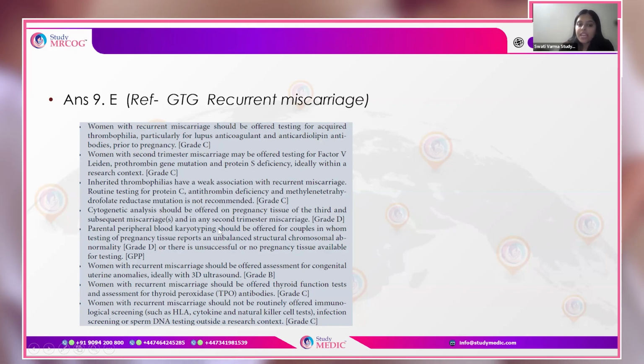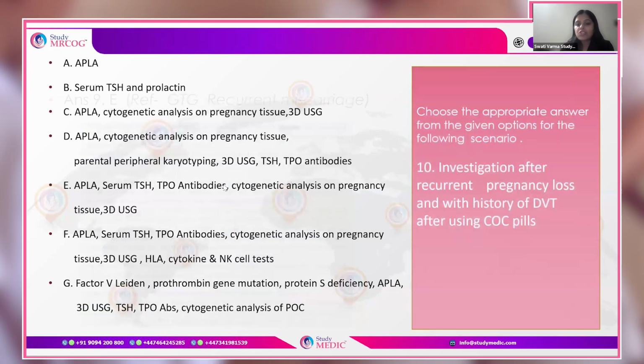Parental peripheral blood karyotyping is to be performed only when testing of pregnancy tissue reports an unbalanced structural chromosomal abnormality. Also, 3D ultrasound is the gold standard for assessment of congenital uterine anomalies, along with thyroid function tests and assessment for TPO antibodies. So these are the best set of tests which are offered.